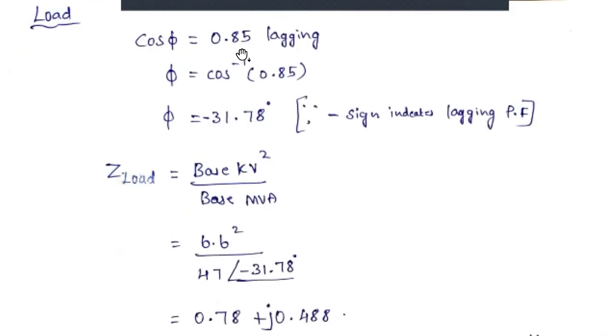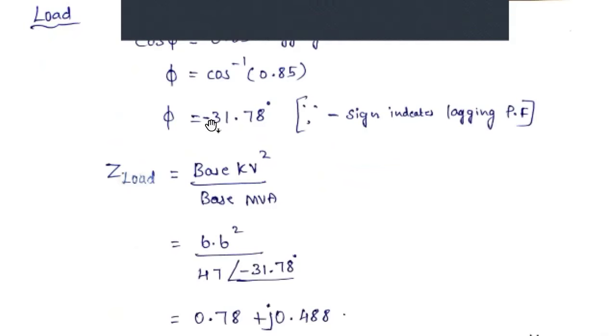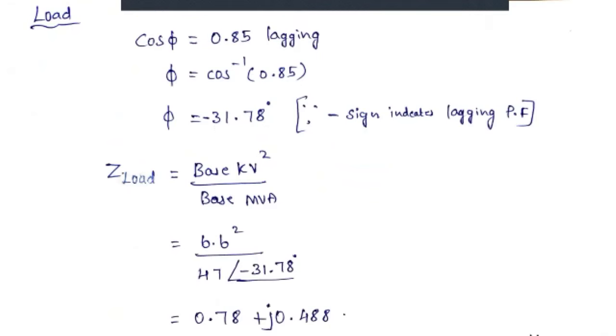Similarly, cos phi is equal to 0.85, so what is phi? Cos inverse of 0.85, you will get phi is equal to 31.78 degree. Now we are taking the angle as minus. Why? Because it is a lagging power factor, mentioned in the problem. So lagging power factor means we are taking this minus.